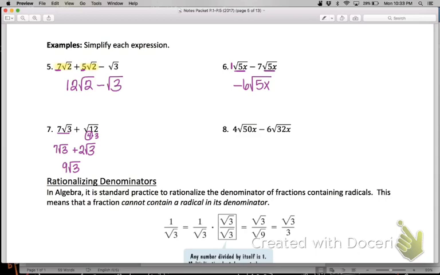So 50 has a perfect square factor of 25. That's 25 times 2. And 32 has 16 times 2. Perfect square here, perfect square here. Now here's how you deal with these coefficients in front. I have a 4 in front here. So that means it's 4 times whatever I get. This is going to simplify to 5 square root 2x minus 6 times 4 square root 2x.